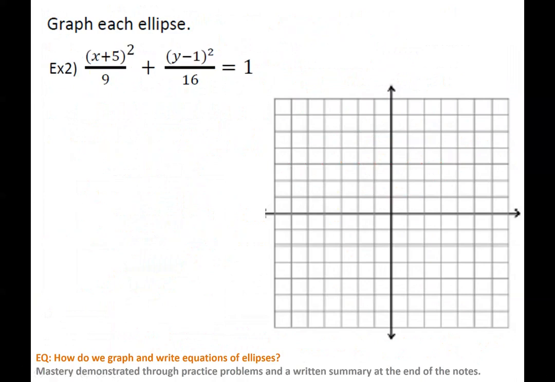All right, graph this one. First thing I look for is what direction. I look for the bigger number. Here it is, 16. That's going to be my a squared. Since it's underneath the y, this one is going to be vertical. So then I need the center, which is at -5, 1.